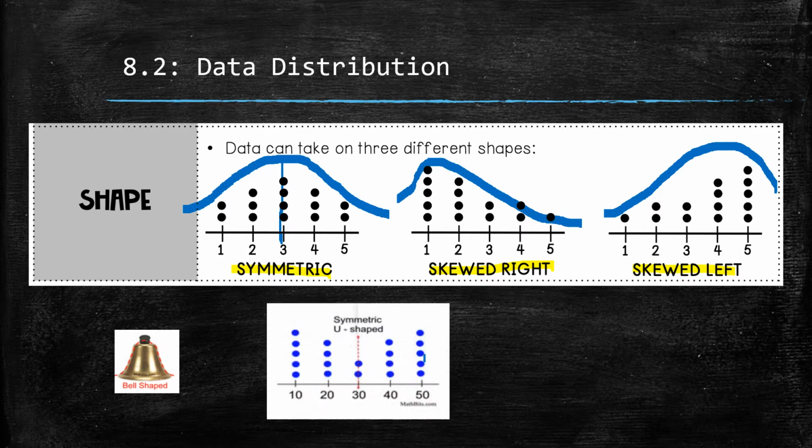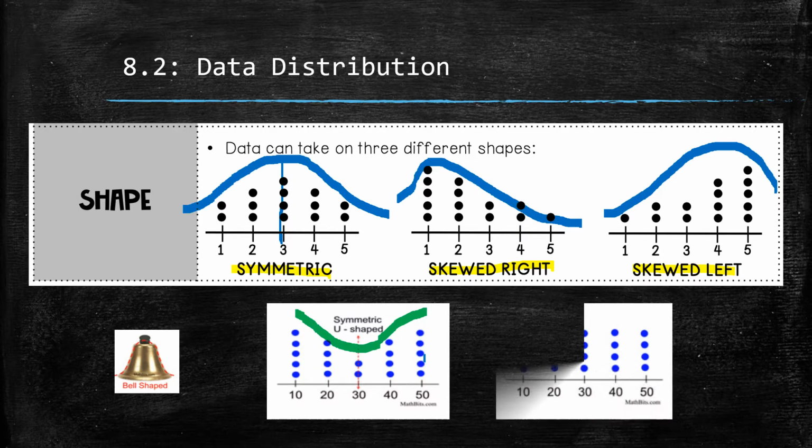Just so that you're aware of other types, we have what's called a U shape. If you notice here, I'm going to use a different color. My bell curve is almost upside down, so the center is the smallest part. And then we also have data that's scattered all over or doesn't make a bell curve.